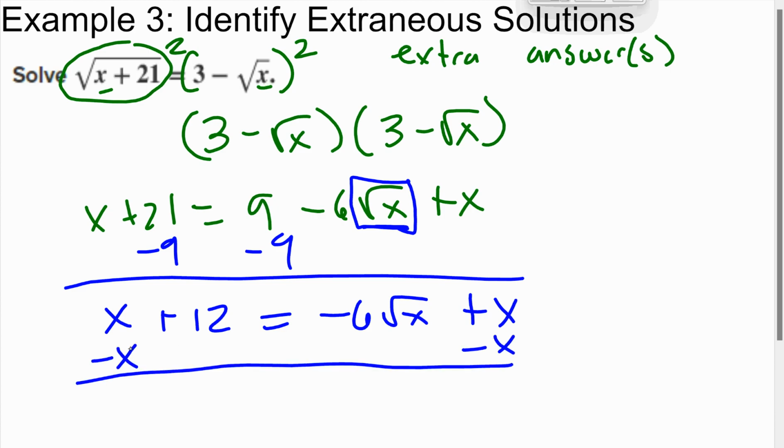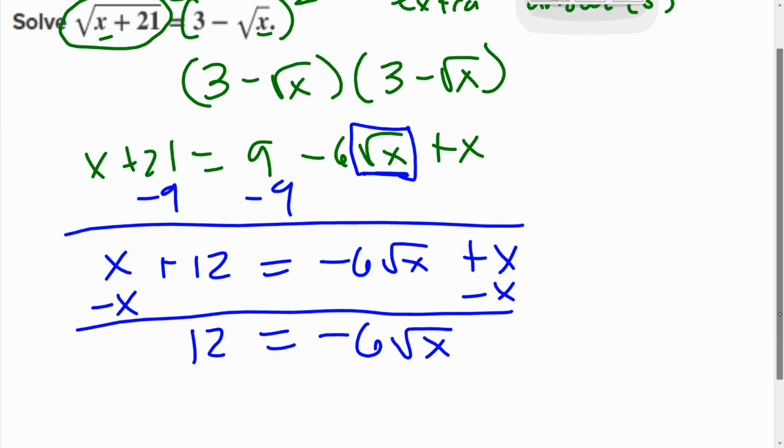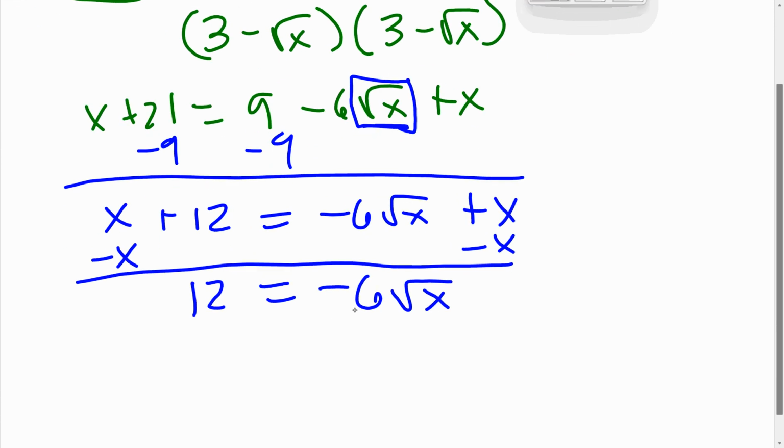Now x minus x is 0, right? So we just get 12, which is kind of nice because then I don't have to FOIL out and get two x's, right? Sometimes you will, okay, but it's fine. We still have an x right here, right? And then we divide by -6, so we get -2 square root of x.